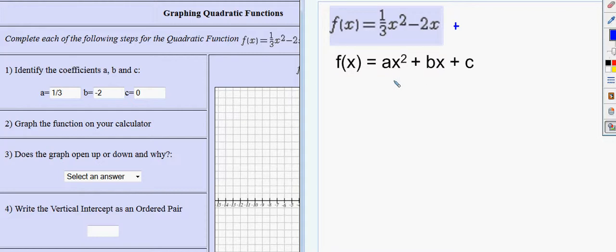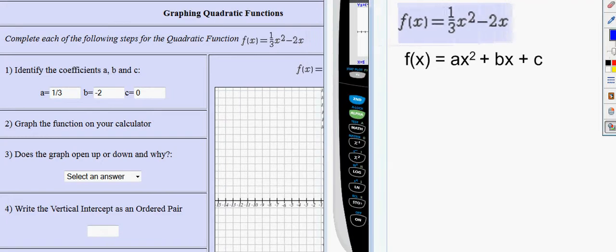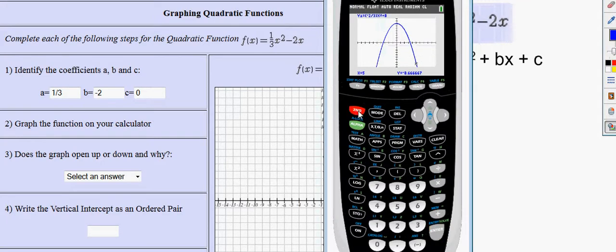So the next question says, graph the function on your calculator. That's not too hard. You go to your calculator, and if you turn your calculator on, it starts on the home screen. Press y equals, clear out any old functions, and type in this one. I advise that you put the 1/3 in parentheses, and then you have x, then the squared key's right here, and then subtract 2x. And I'm just going to press zoom 6.